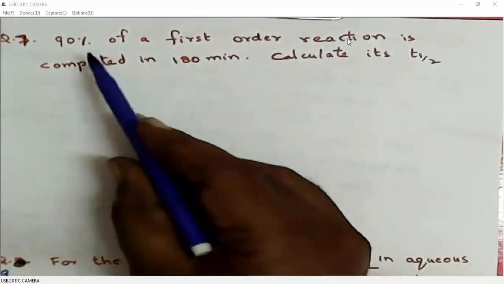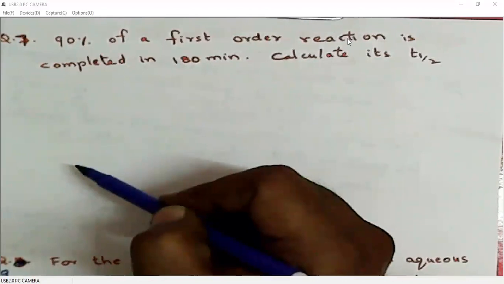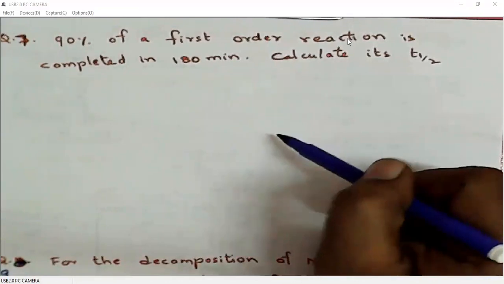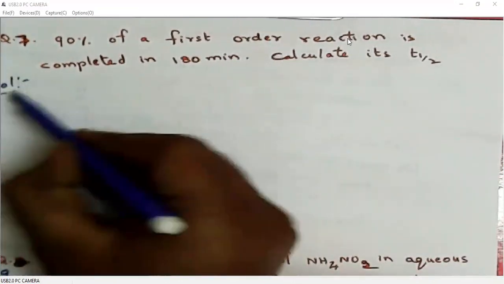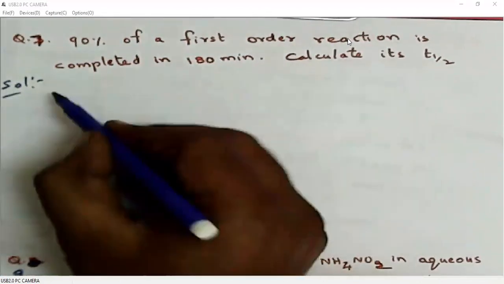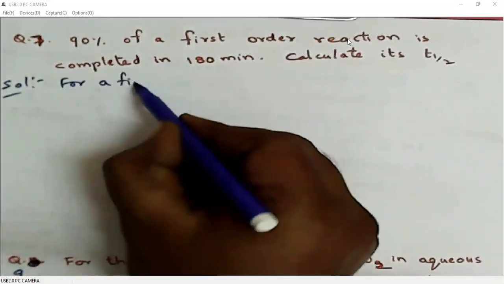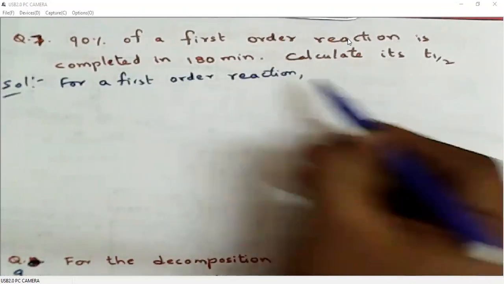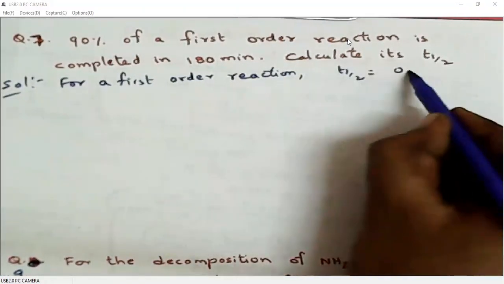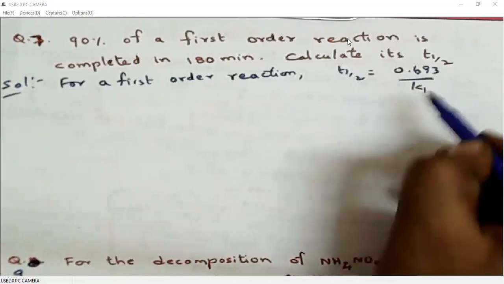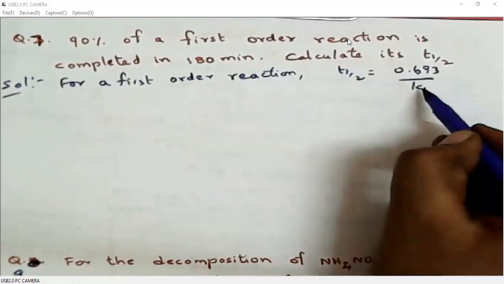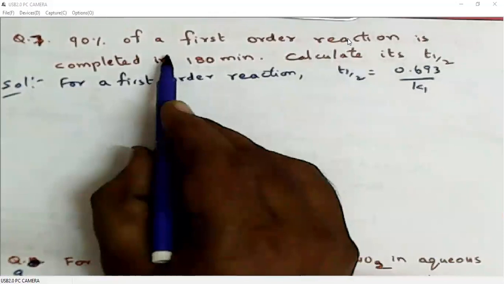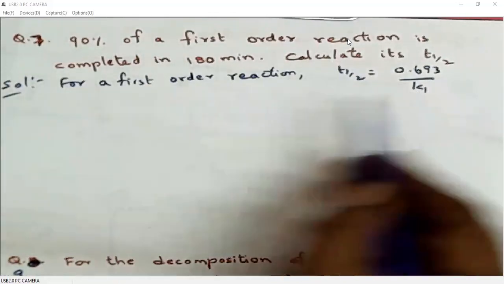Next problem. 90% of a first order reaction is completed in 180 minutes. Calculate its T half. How do we solve this? For a first order reaction, T half is given as 0.693 by K1. So if we want to calculate T half, we must have the value of K1. How do we calculate K1? K1 is not given here, right? We need to calculate this using the given data.